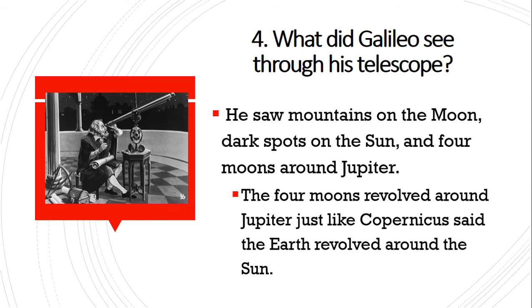And he also sees that those moons going around Jupiter are revolving, just like Copernicus said that the Earth revolved around the sun. So he seems to have come up with more proof for Copernicus's theory, this heliocentric theory that says it's the sun in the middle, not the Earth, and all the planets revolve around the sun.